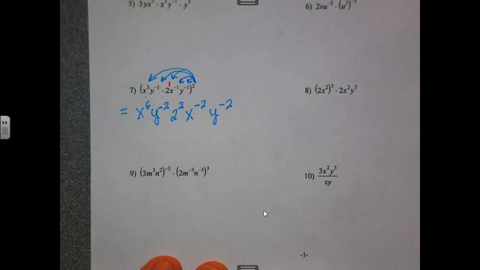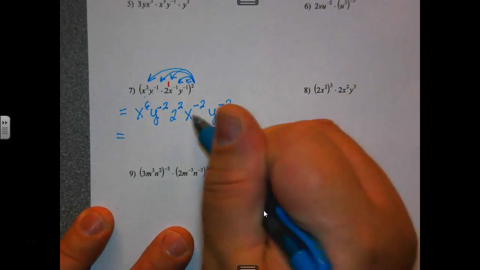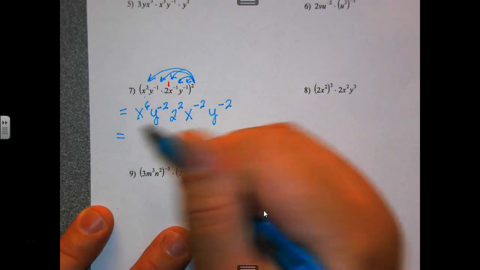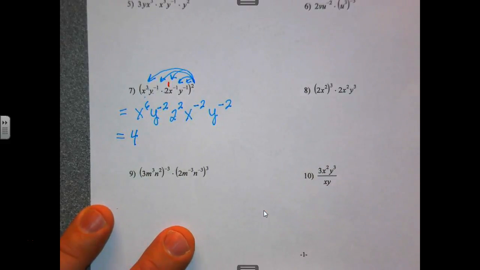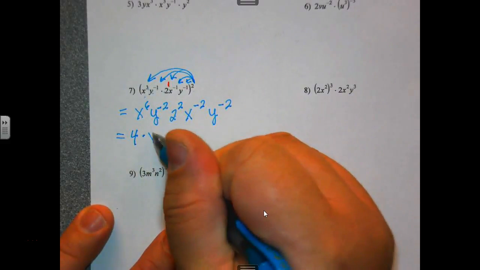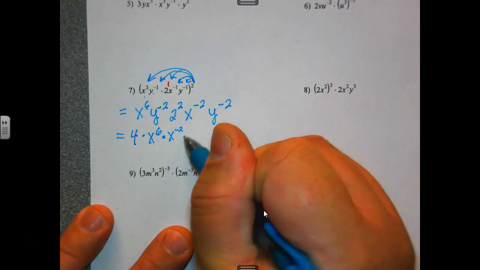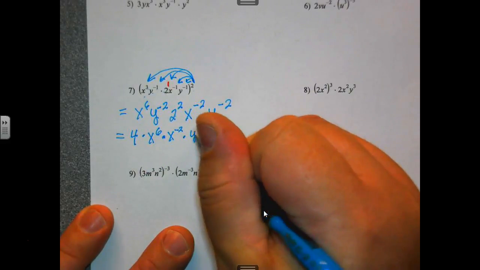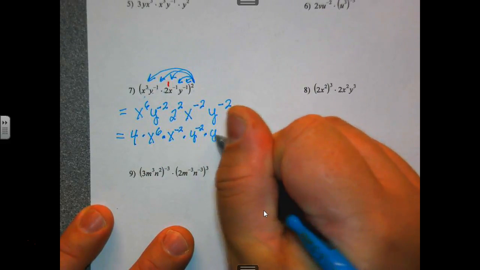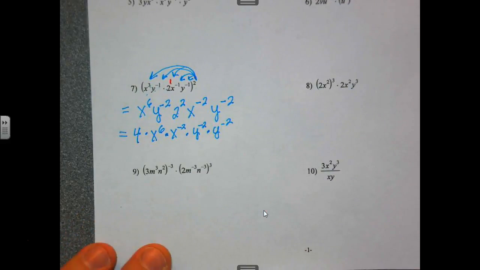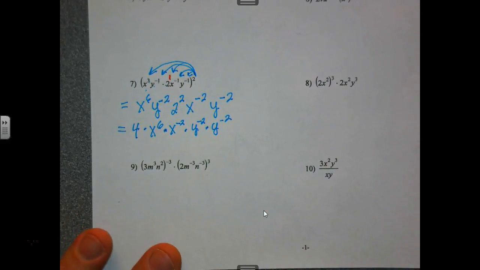Okay? Now, if you want, you can rearrange this to any order. Remember, multiplication is commutative. You can change order. So I'm going to put my 2 to the 2nd first, which is actually, if you want to multiply it out, 4. X to the 6, x to the negative 2. And then I've got a y to the negative 2 and a y to the negative 2. Now, you don't have to do that step. I'm just saying for some people it's a little easier when they're grouped together.